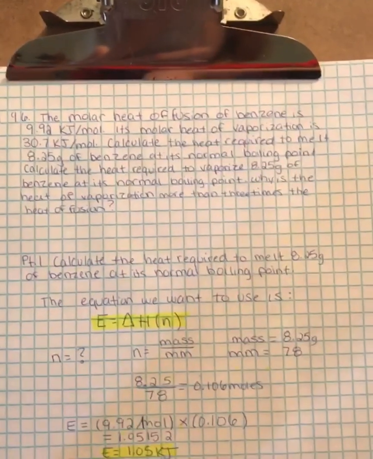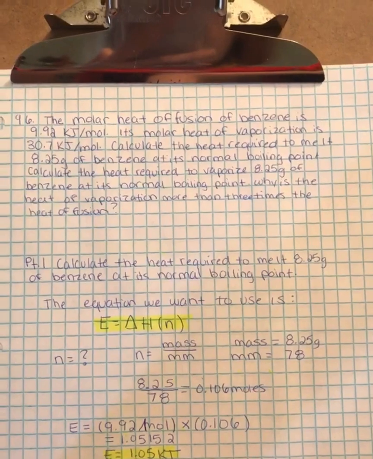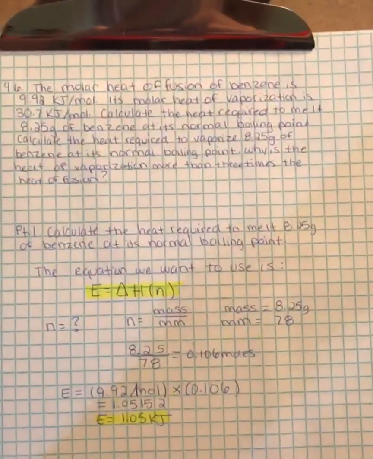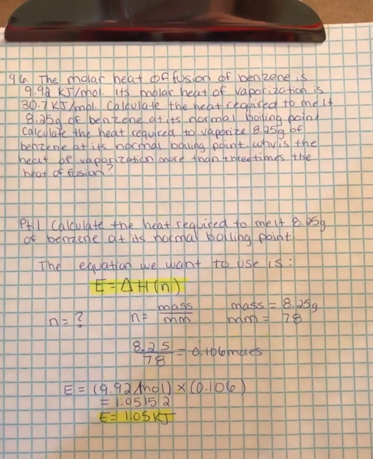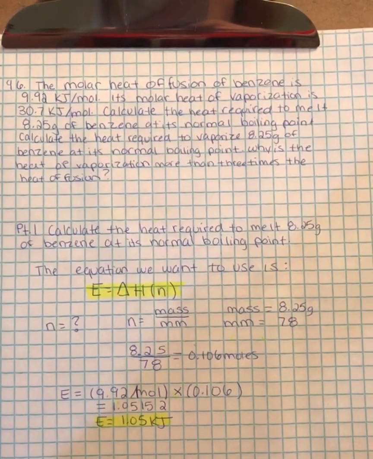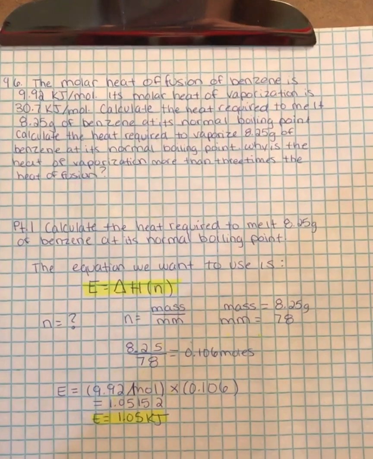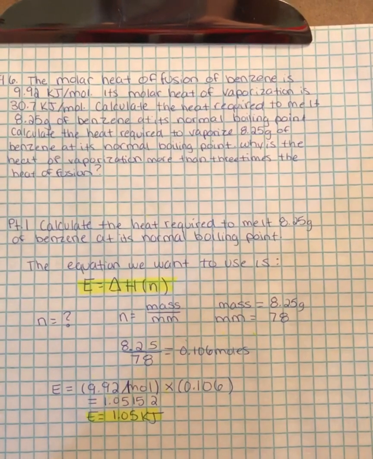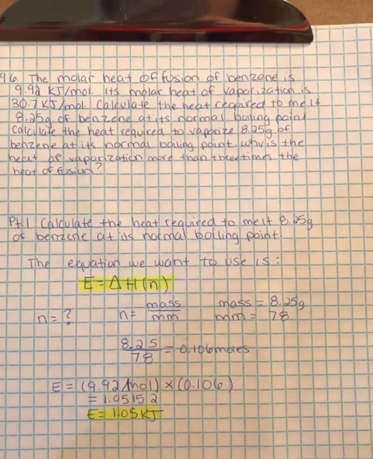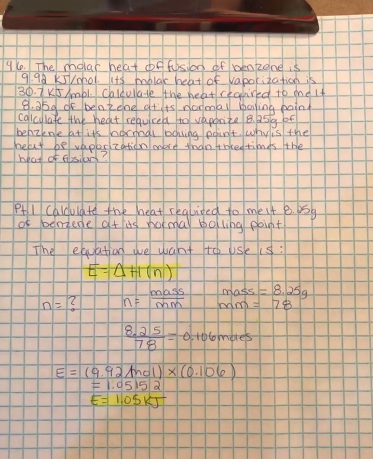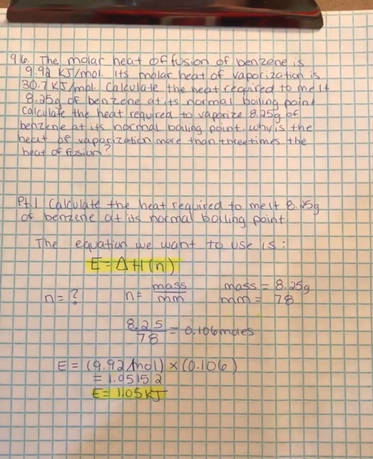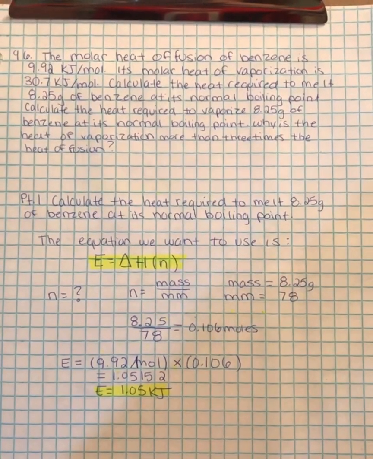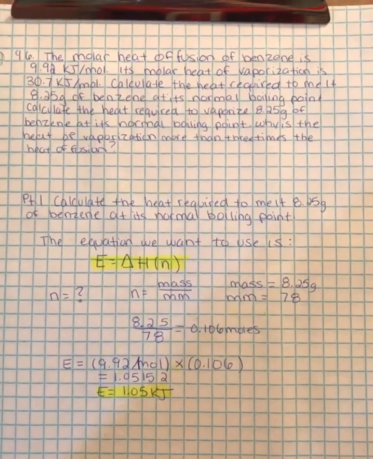So for the first part, it's calculate the heat required to melt 8.25 grams of benzene at its normal boiling point. The equation we want to use is E equals delta H times moles. So we don't know moles, so we need to calculate that, and the equation for that is moles equals mass over molar mass. The mass of benzene is given in the equation, which is 8.25 grams, and the molar mass of benzene is 78. Then when we divide 8.25 by 78, we get 0.106 moles. Then we plug that into the equation, and we get E equals 1.05 kilojoules.